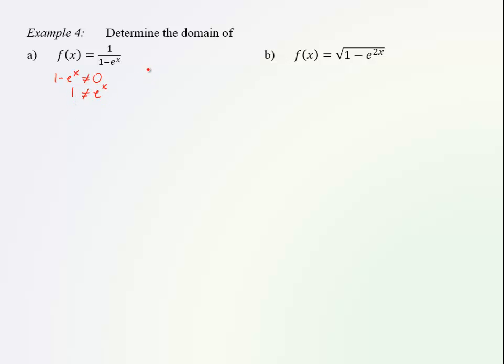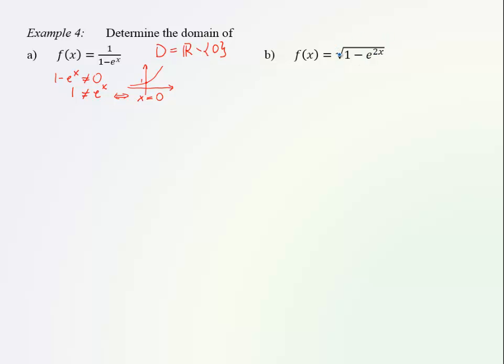Well, recall how e to the x looks like. E to the x looks like that when this point is 1. So it happens at 0. So this is equivalent to say that x equals 0. Therefore, our domain equals all real numbers but not 0.